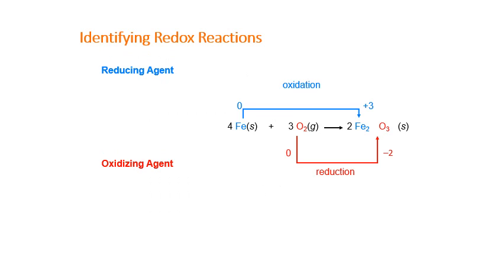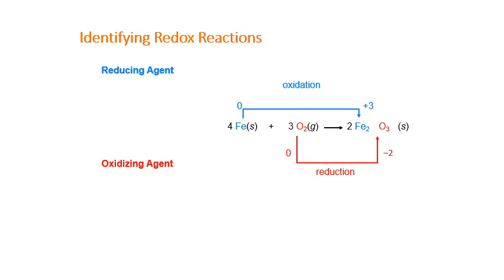So let's look at this example. Fe solid plus oxygen produces rust, Fe2O3. Since Fe is in elemental form, its oxidation number is 0. Oxygen is also in its elemental state, thus its oxidation number is also 0. In Fe2O3, the oxidation number of oxygen is -2, thus we can calculate the oxidation number of iron, which is +3.